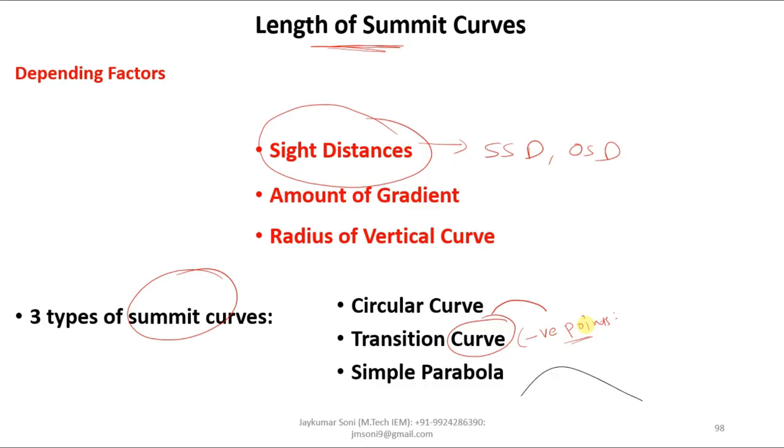First of all, it does not support any kind of fixed sight distance. So you cannot get the exact value of stopping sight distance or overtaking sight distance if you take the transition curve. So it is not preferable. The most preferable type whenever the summit curve is provided is the simple parabola. So simple parabola is the most preferable one. Let us learn how the provision of this particular summit curve is done.